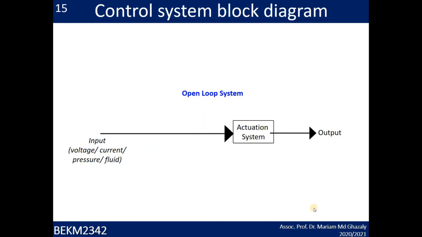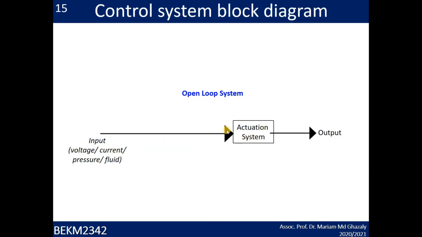So next we are going to look at the third block, the mechatronic block system, which is the control system block diagram. This shows an open loop system block diagram. In this control system block diagram, we have the actuation system.